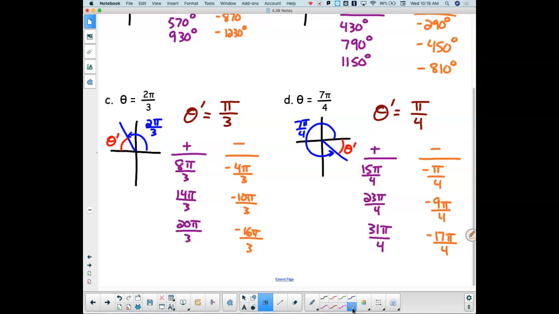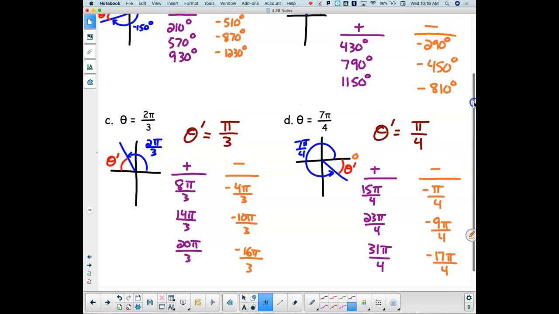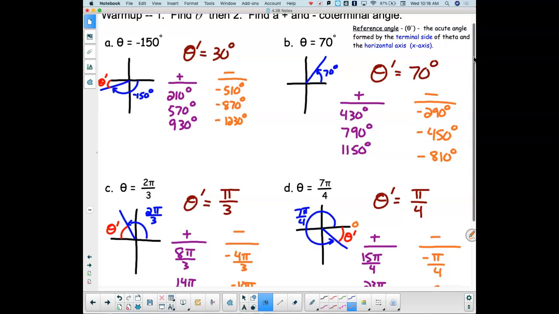Because that's what would happen if I would start here at 0 and go backwards. Yep, between 0 and pi over 2 for the reference angle. And not what? Because the reference angle always comes off the horizontal, not the vertical. Yep. Good? Yes, ma'am.